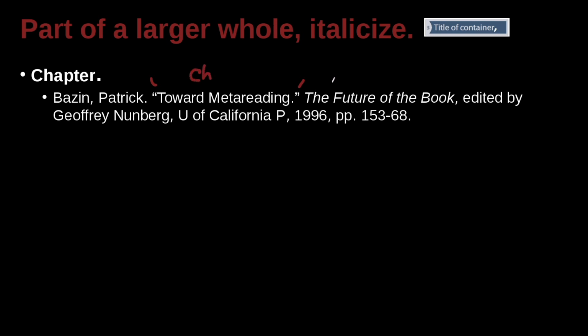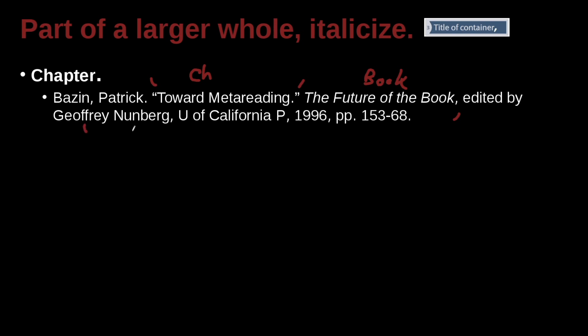And then what is this over here? The Future of the Book. This is the book name. Now, who wrote the book? Well, the book is written by different people because they have different chapters. The book was put together, though, edited by someone, and that editor is here. So, comma, edited by Jeffrey Nunberg. How many editors? Just one editor.